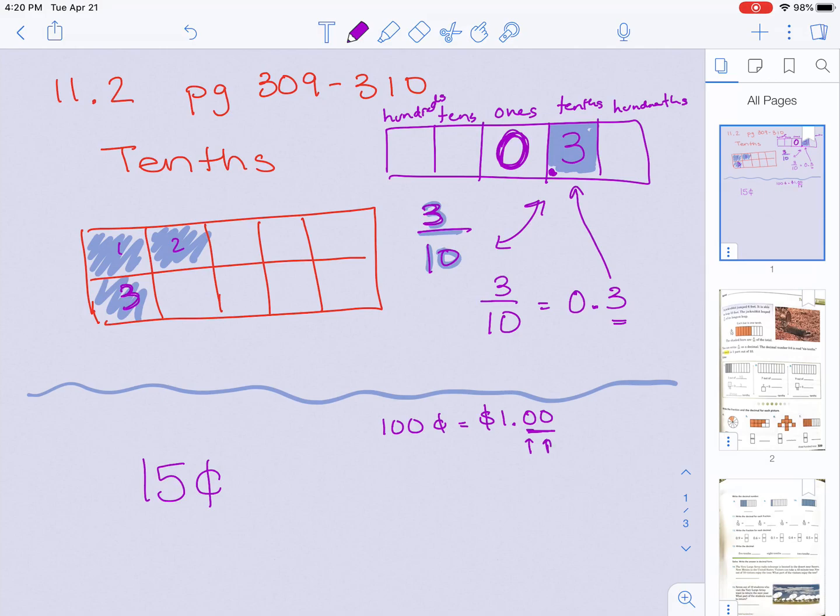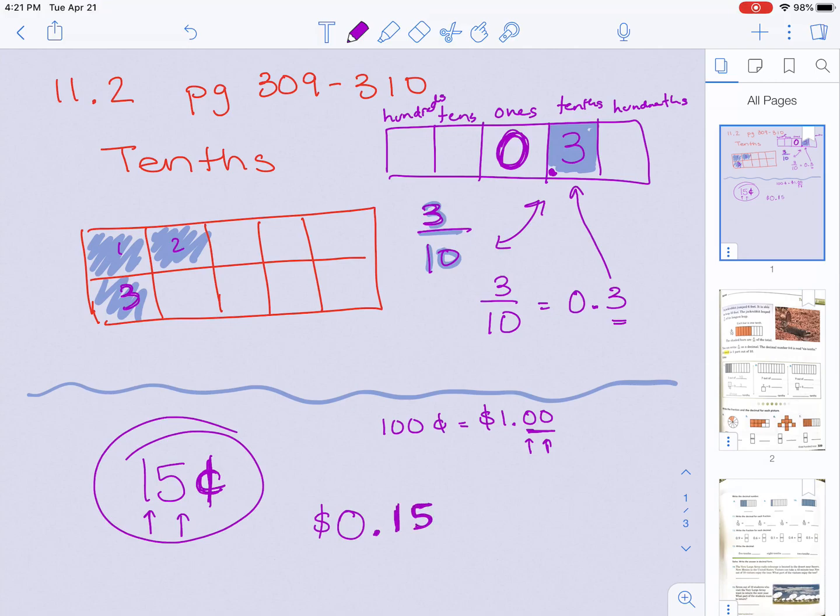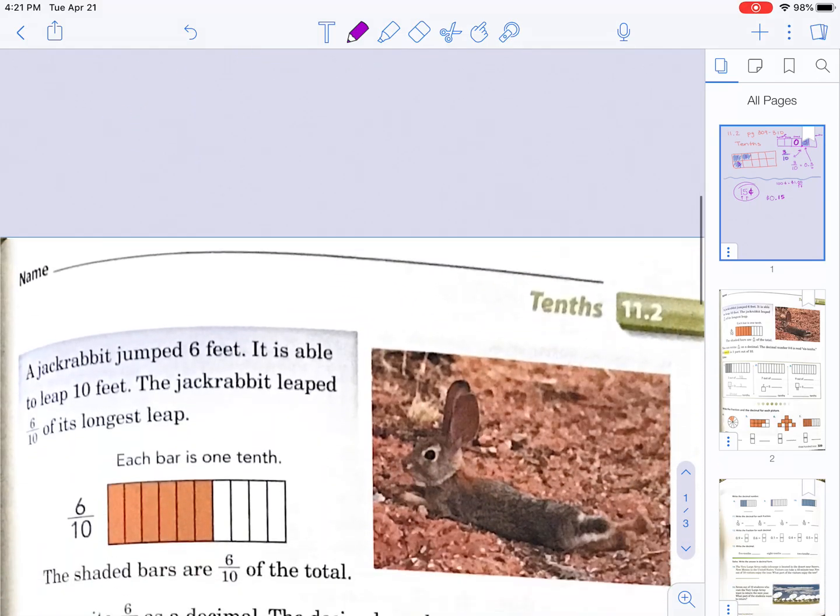So how would I write 15 cents? Well, do I have any dollars? No. Okay, and for those of you who don't remember, if you're writing this for money, cents comes after the number and dollars comes before. So there's $0. How many tenths, how many dimes, do we have? We have 1 dime. And how many pennies? 1. So we have 1 in the tenths place, 1 in the hundredths place, and we know that that makes 15 cents. Okay, well, that's it for review. Let's move on to our page.